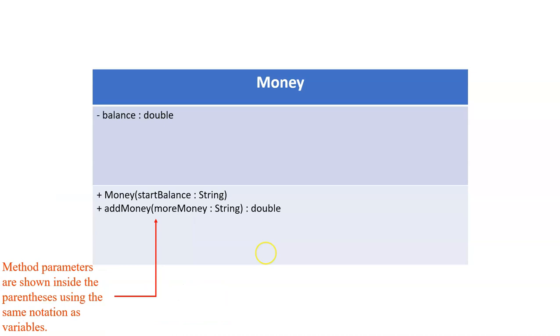Here we show the variables that are in the method parameters and show the variable types using the same notation. Moving forward, we'll use this same UML diagram to map out further improvements we want to make to the Money class.